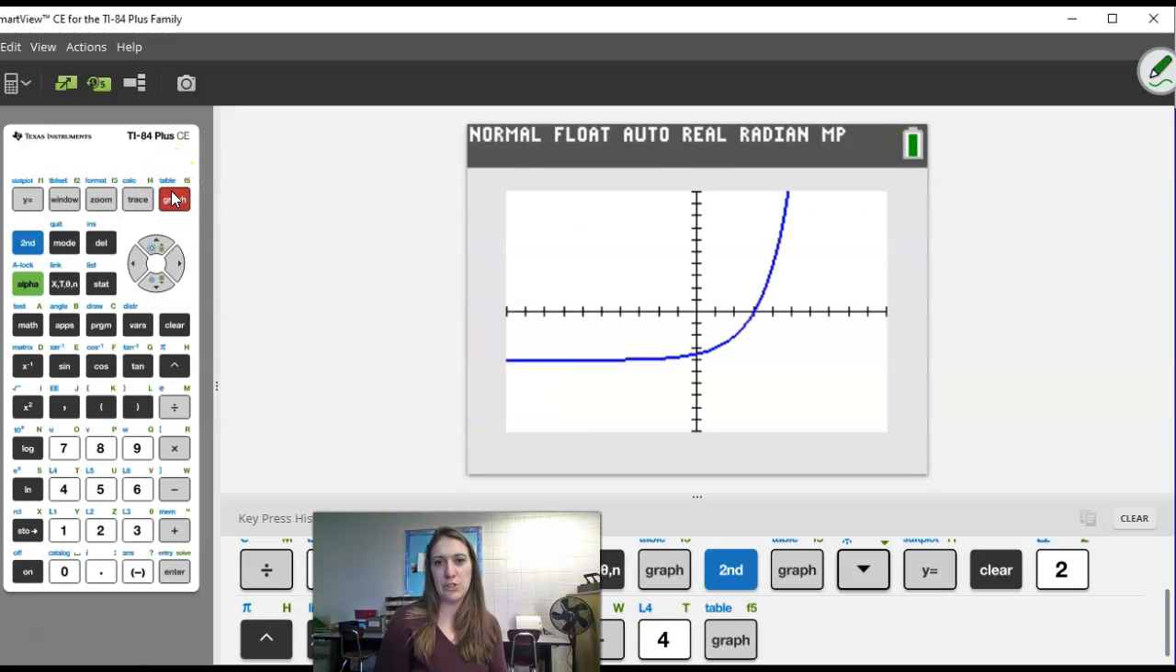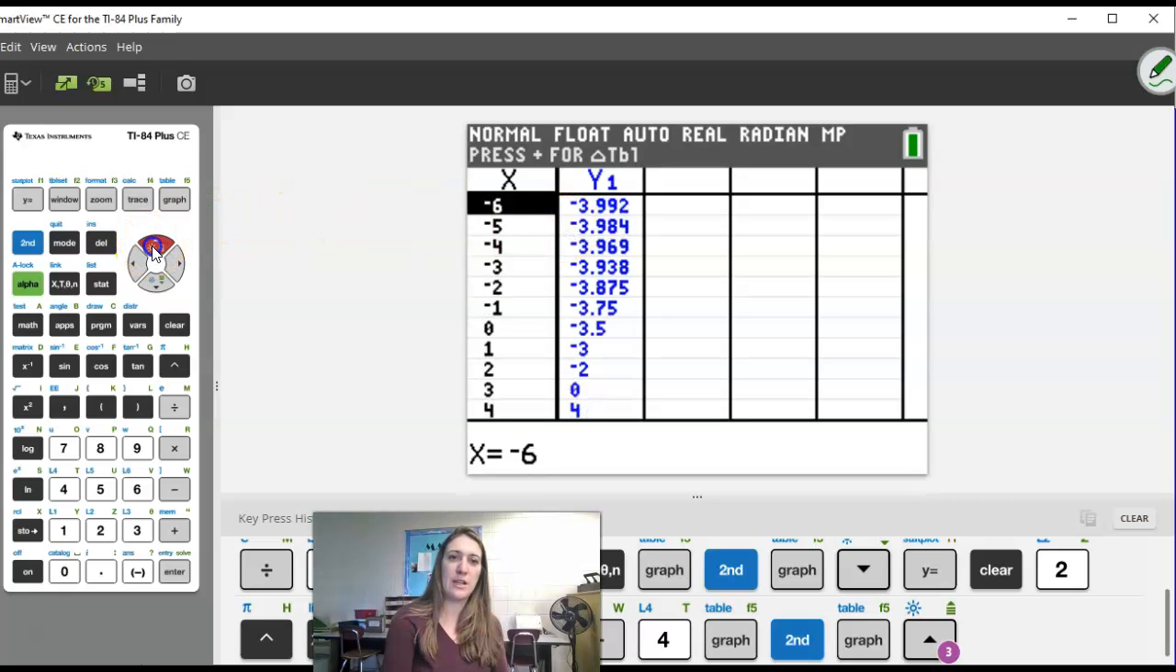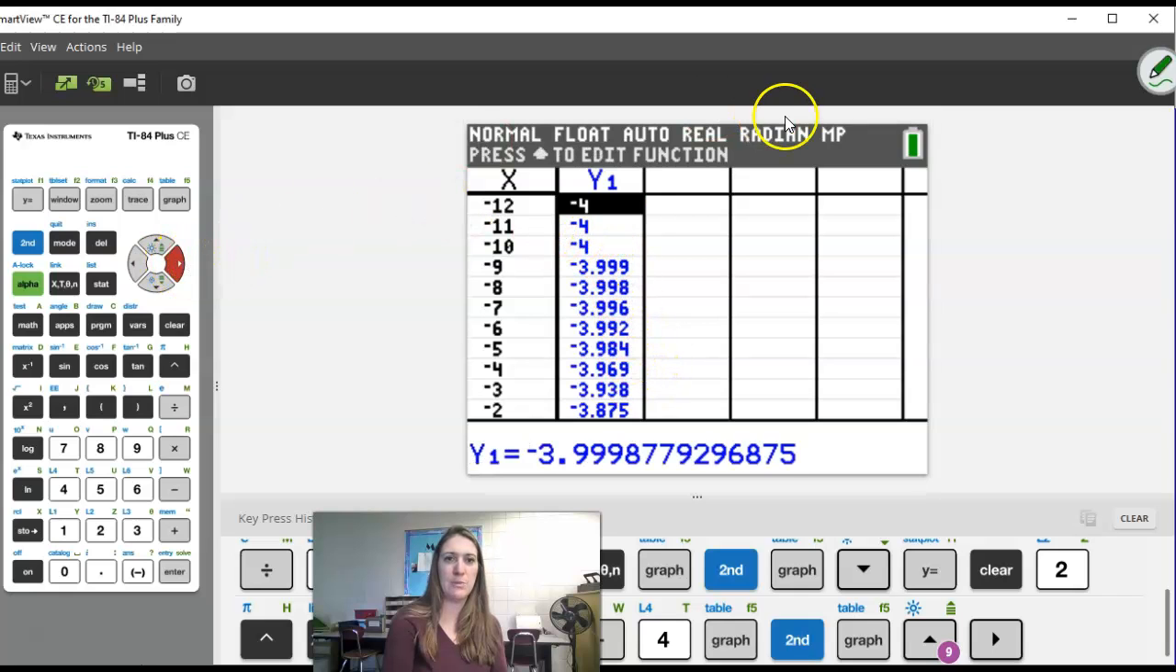So we thought this was shifted to the right 1 and down 4. I can definitely see the down 4 shift, and it's even more apparent if you go to your table. If you look at your table and start scrolling back, you'll see these y's approaching negative 4. This one appears to be negative 4, but if you highlight over it, it's really negative 3.999.